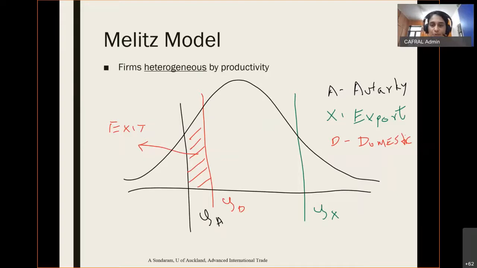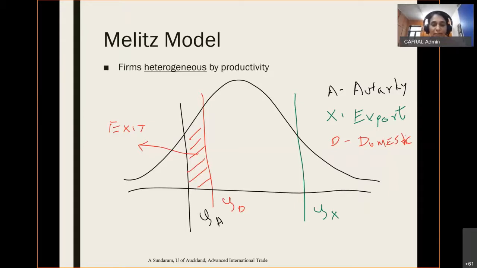Now, what does that do? What that does is you're going to now have another cutoff, because not all firms are going to be able to jump that fixed cost of exporting. So what international trade does in this setting is you're going to have two cutoff productivities. The first cutoff productivity is your usual one, where you have to jump that production cost in order to just survive in the market. But then after that, if you want to export, you have to jump another fixed cost of exporting. So that gives you another productivity threshold.